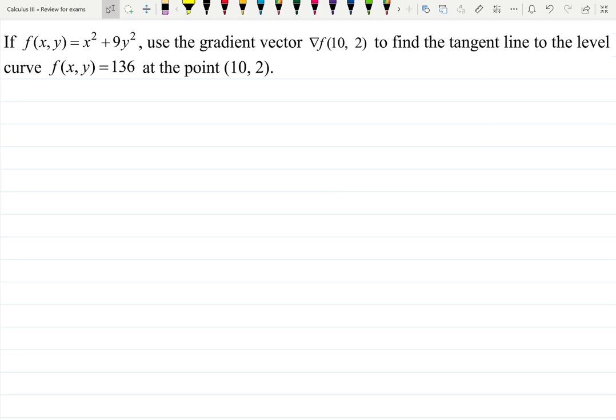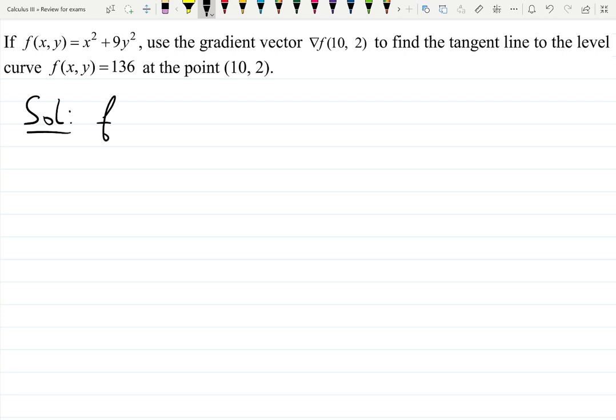In this example, let's find the gradient vector, and then we will use it to find a tangent line to the level curve at the point. The function is given as x squared plus 9y squared. So we're first going to start with the gradient, of course.